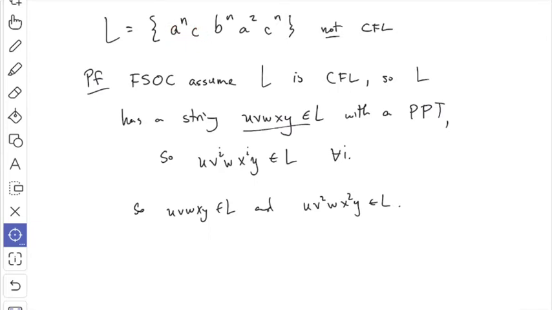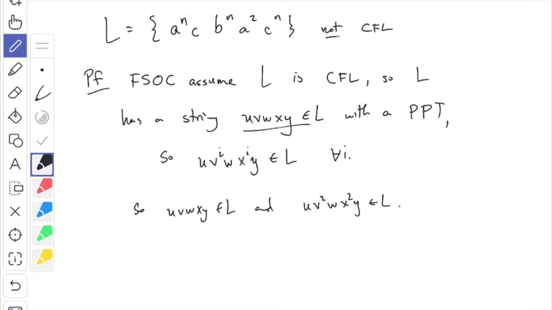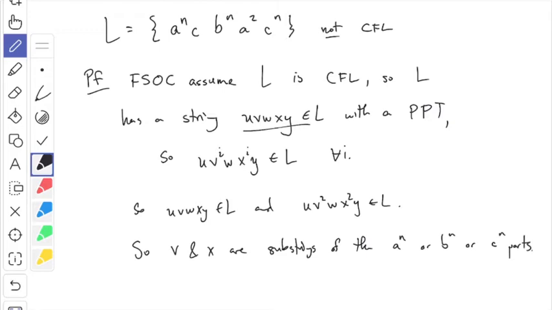So the V and the X are substrings of the A to the n, B to the n, or C to the n parts. In particular, they don't have any mixture of letters inside them. The V and the X must be either all A's or all B's or all C's.